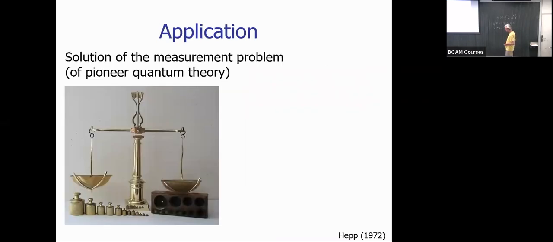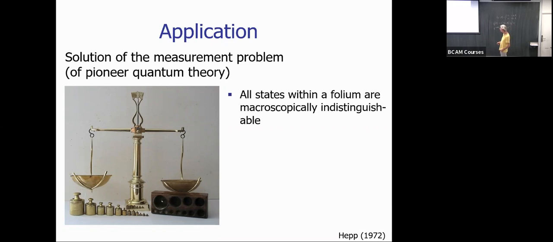Interestingly, this picture now leads straightforwardly to a solution of the measurement problem of ordinary quantum theory. One should be a bit careful with this claim. It was shown already in the 70s, but it's still a little bit debated today, because essentially only necessary conditions for the solution of the measurement problem have been provided. So there are still some technical problems involved, but how does this work?